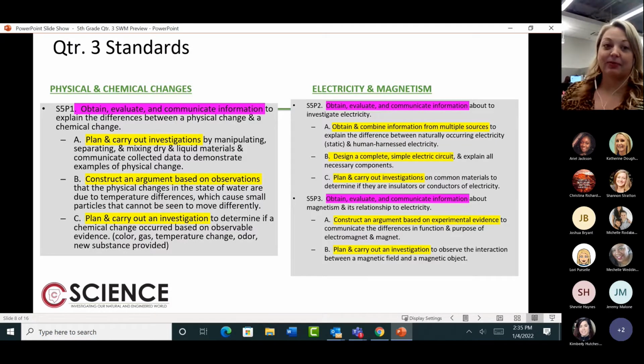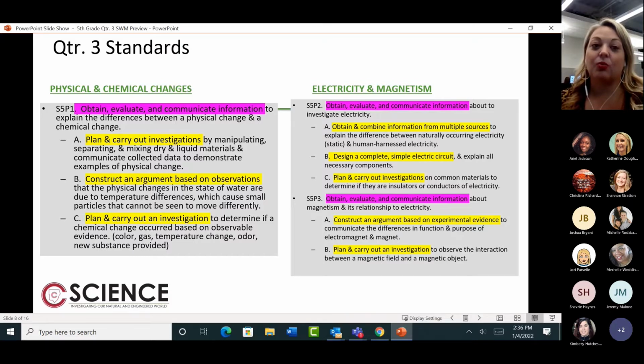So manipulating, separating, and mixing. Let's think about what that means. Manipulating, we can crumble up paper and bring it back out, right? Separating a mixture, you could think about a trail mix of some sort. How could we separate that to change something physically? Mixing dry and liquid, to me, this is Kool-Aid or Crystal Light or any kind of juice mixture that we're putting in a solution and mixing that dry solution with the liquid to make something else. And then they're going to have to collect data.